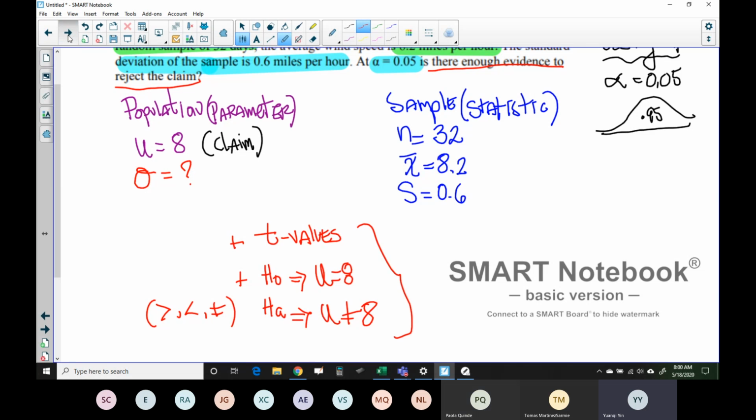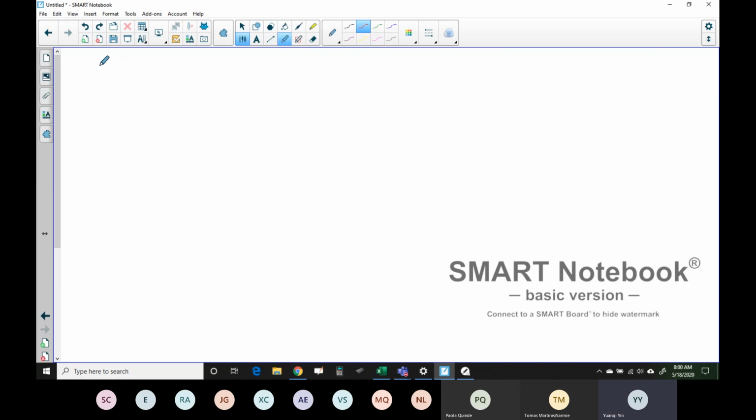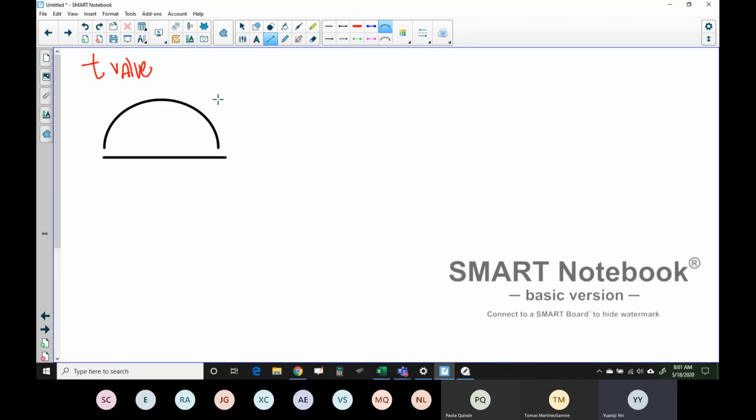Now, the second thing that I want to do is that since I know this is going to be a t-value problem, I need to create my diagram. Remember, how many diagrams did I create with you guys? Diagrams, not methods, diagrams. How many diagrams did I create? Two. I only did two diagrams.